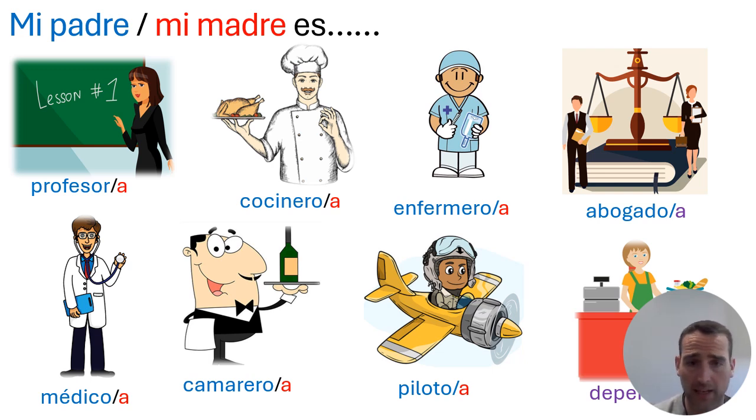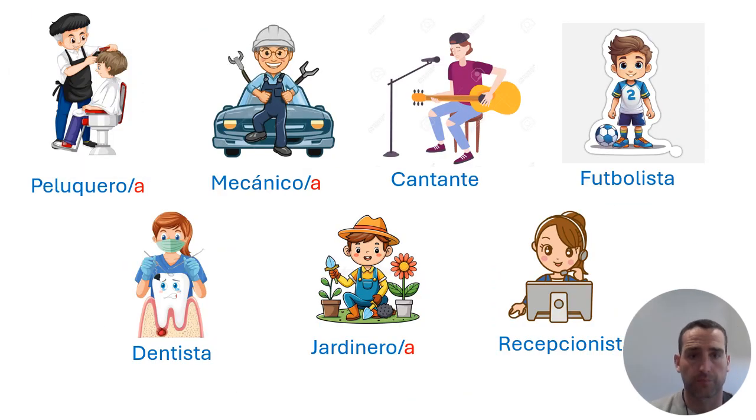Have a look at them. Any that you think that you will not remember, make a note, and we move to the second list of jobs. Here, peluquero is a hairdresser, mecánico, a mechanic, cantante, a singer, futbolista, footballer, dentista, a dentist, jardinero, a gardener, recepcionista, a receptionist. Okay? Same idea. Think about it. We are going to practice a few.